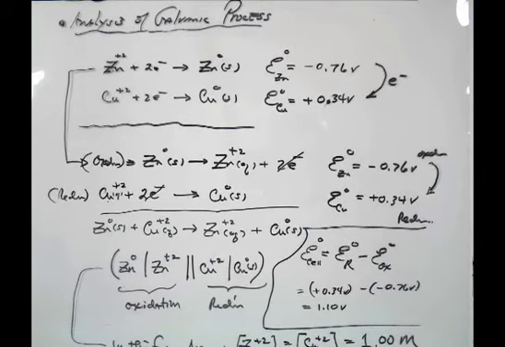E cell, for a spontaneous process, must always come out positive. E cell must always come out positive. If it comes out negative, you're working with electrolysis. That's another world. Or you've got your oxidation and reduction in the wrong place in your calculation. Are we still with me?